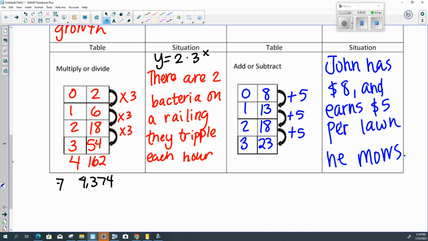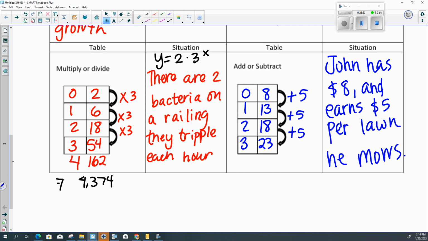Can you imagine each lawn times 5? You'd be a millionaire by the 7th lawn. Do you see the difference in the wording? He doesn't earn 5 times more per lawn, although that would be phenomenal. Just 5 more. So words we're looking for here are like triple, double, a half, something like that.